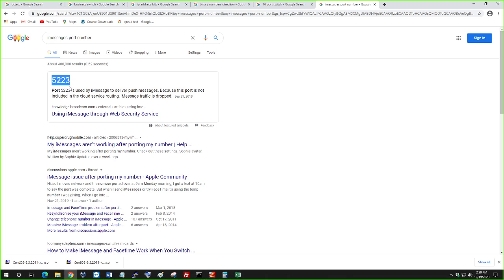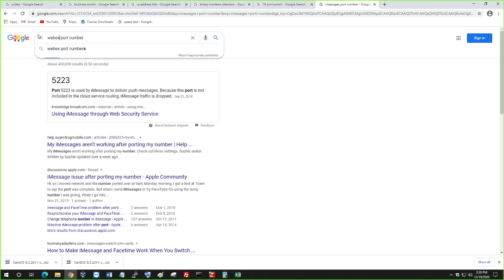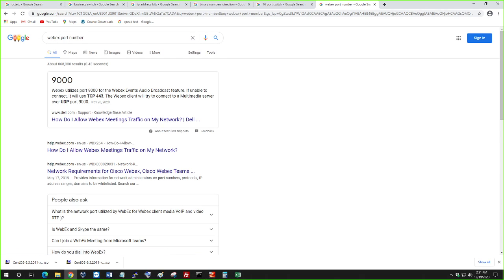If you want to block iMessages on your Mac, you could block port 5223. Okay, what else? Like WebEx. If you want to block WebEx, port 9000 is being used here.